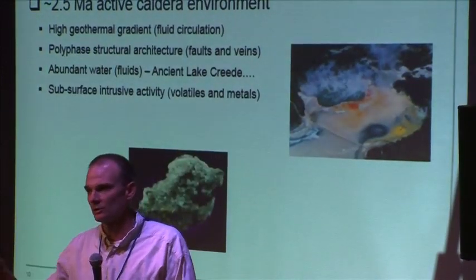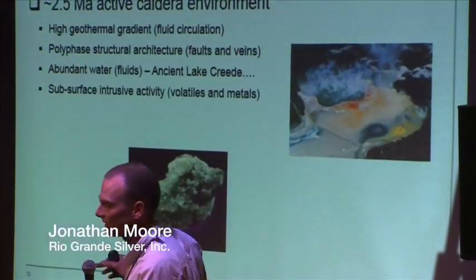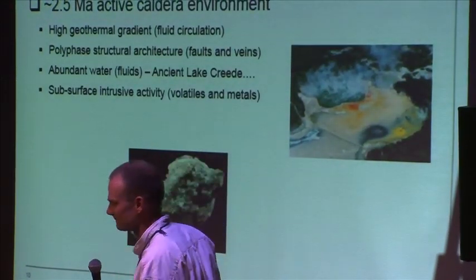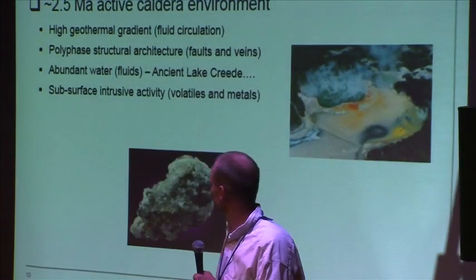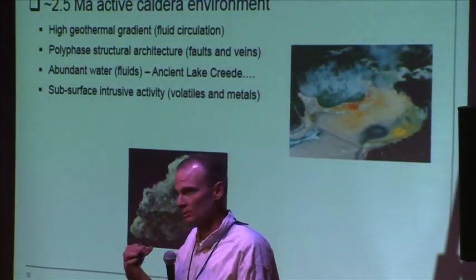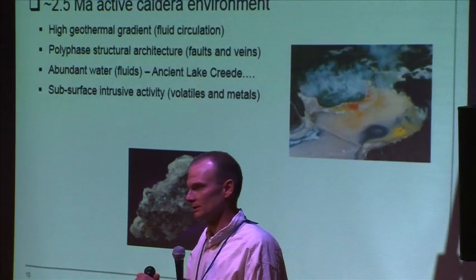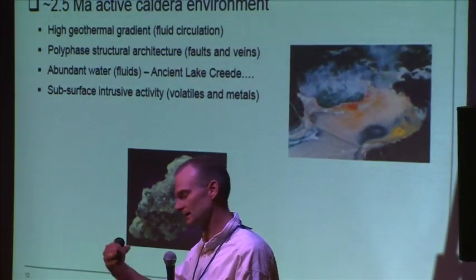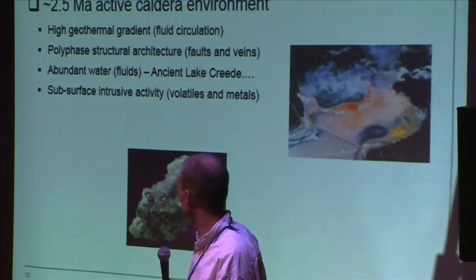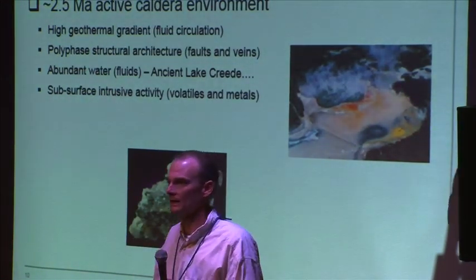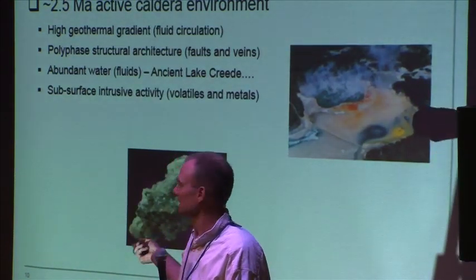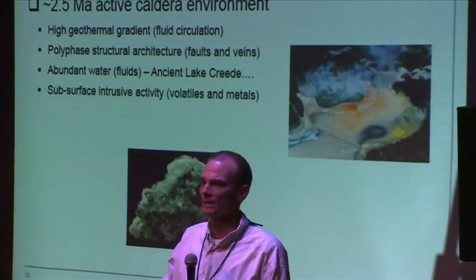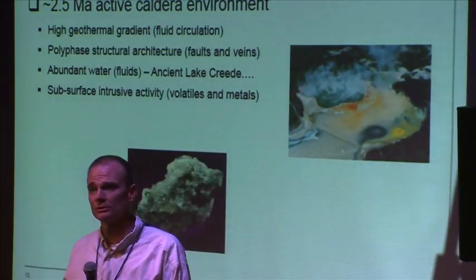Environment, this protracted 20.5 million year caldera cycle in this area, these nested calderas created an environment of high geothermal gradient, which was going to promote fluid flow. There were all of these caldera cycles that promoted fault movement, tectonic movement, fault breccia, continued movement, and abundant water was supplied by meteoric water, groundwater, and also the saline waters of Lake Creek. Subsurface intrusive activity contributed metals and volatiles to the mineralizing system.